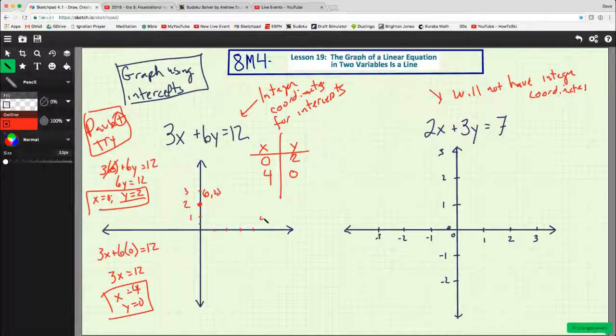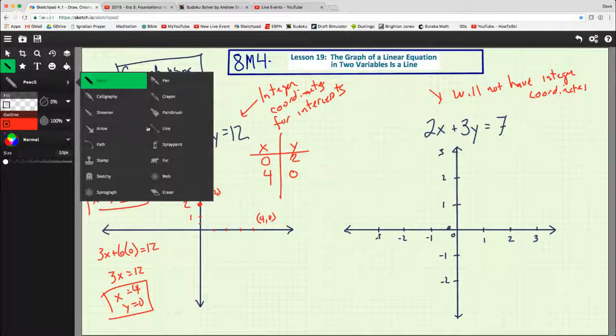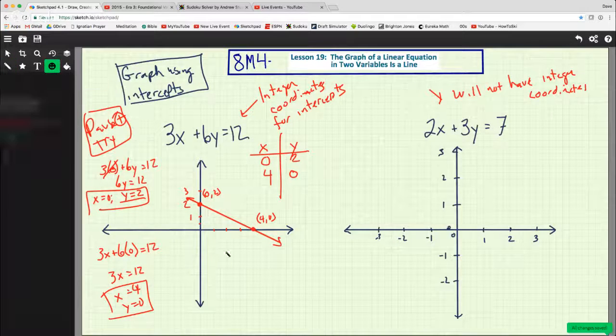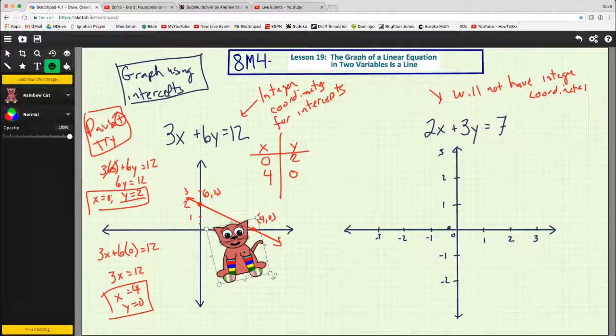And here we got 4, 0. And then we're simply going to make our line. There you have it. We have graphed using intercepts.